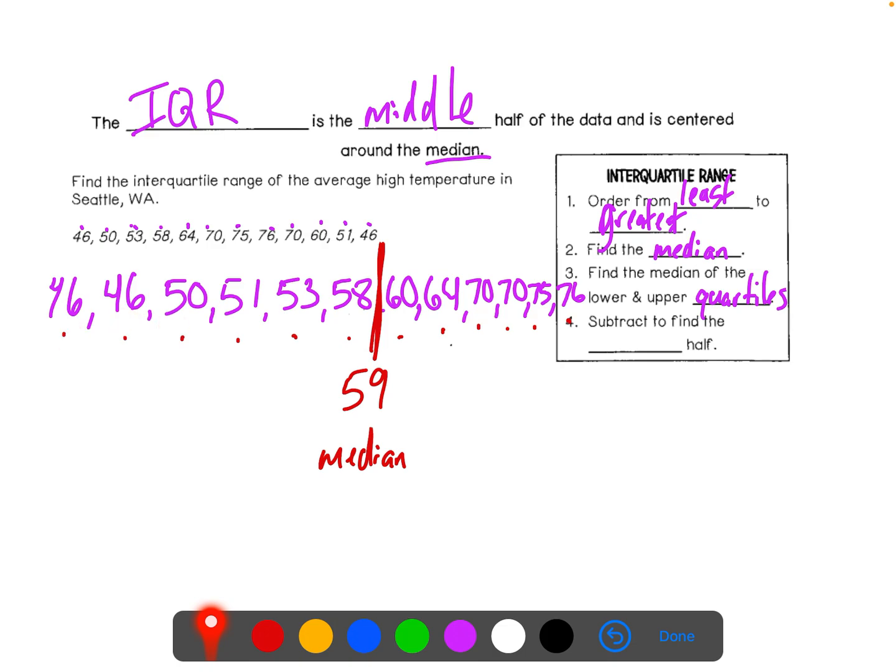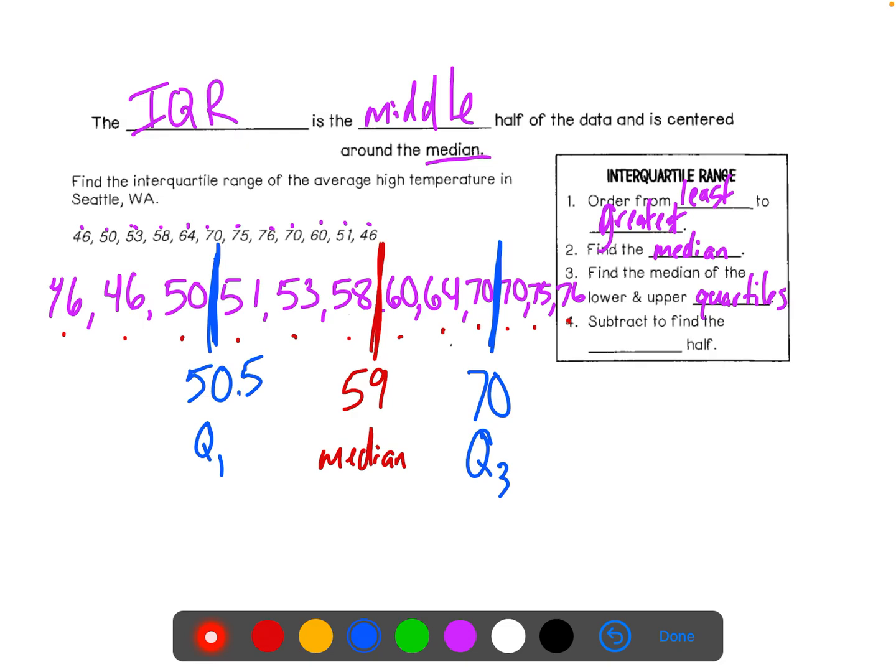We have 1, 2, 3, 4, 5, 6 values. So my midpoint, we'll use a different color, is going to be between the 3 values here and between 6 on the right side as well. On the lower quartile, we have between 50 and 51. So that would be 50 and a half, 50.5. That's quartile 1. And then on the upper, we have between 70 and 70. Well, nothing's between 70 and 70. So 70 is our quartile 3.